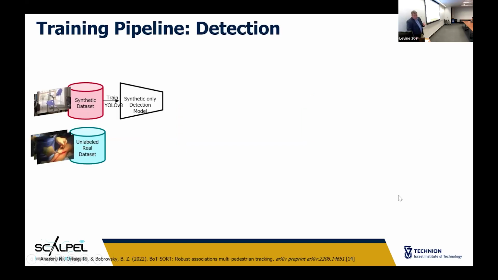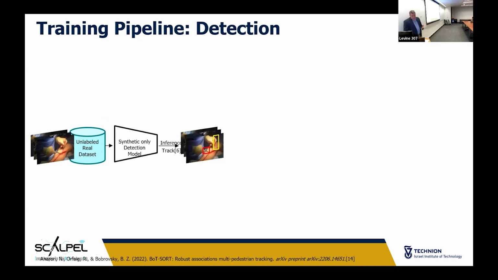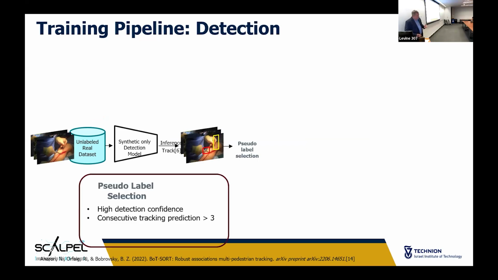Then we take this model and we have unlabeled real data. We take some of the data we record in the operating room, a sample of it. We use the synthetic-only model to generate labels, to estimate the position of tools. Then we select only the good labels. What is defined as good labels? We take only detections that have high confidence.